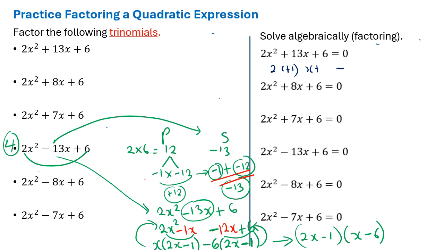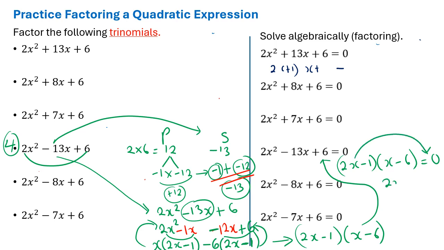And if problem number 4 were to be transformed to become an equation like this, all you got to do now is to just use your factored form, which is 2x minus 1 and x minus 6. You set all of that equal to 0 and then apply the zero product method. Then it will be 2x minus 1 equals 0, and x minus 6 equals 0.